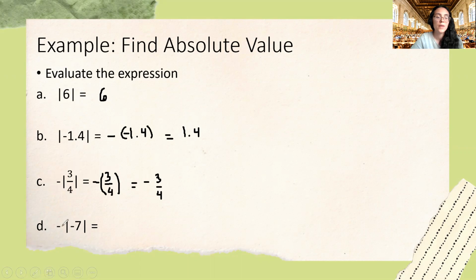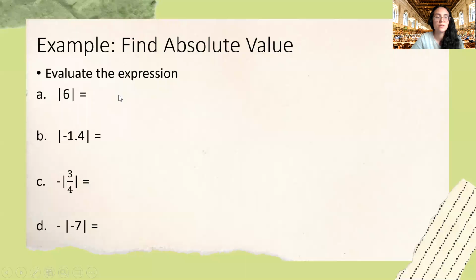And here we have the absolute value of negative 7 with a negative sign on the outside. So here we're going to do this. We have a negative number, so it'll be negative times negative 7, and then we have another negative on the outside. So negative 1 times negative 7 is going to give us positive 7, but we still have this negative sign here. So the answer would be negative 7. Okay.